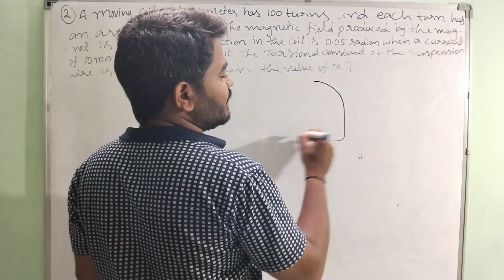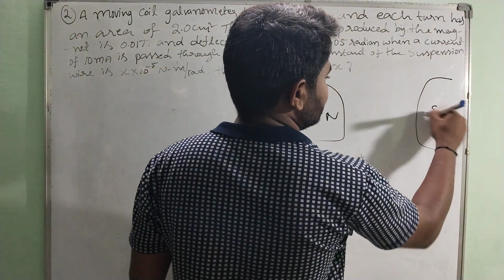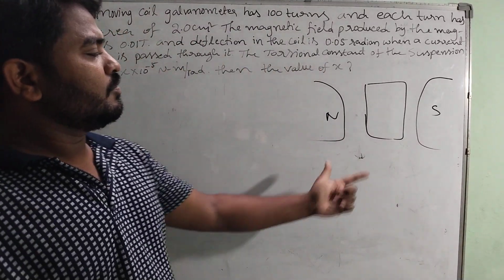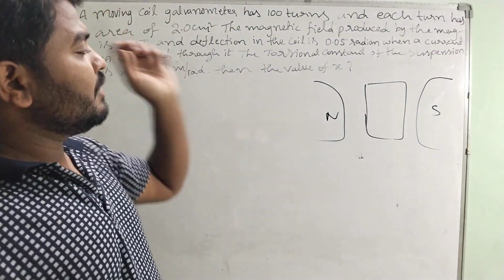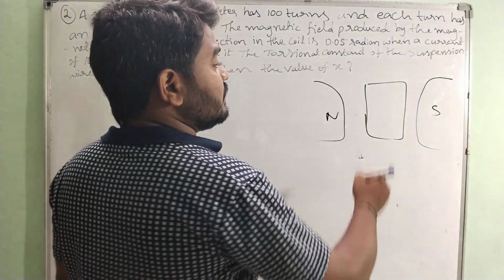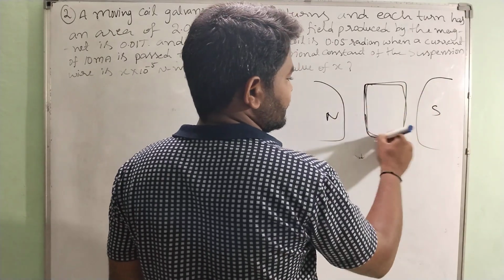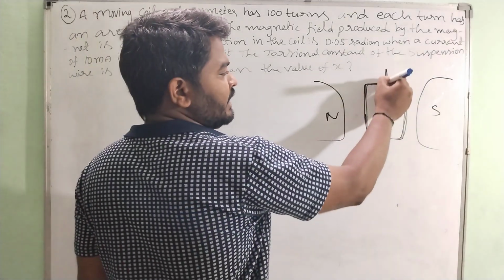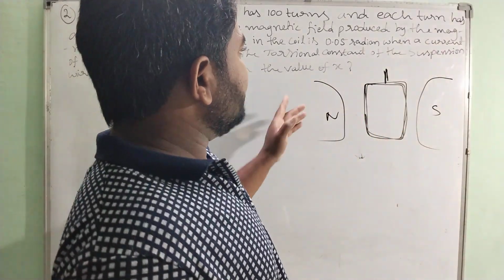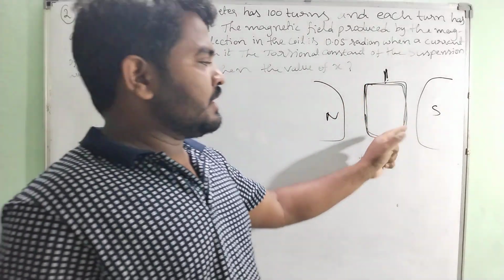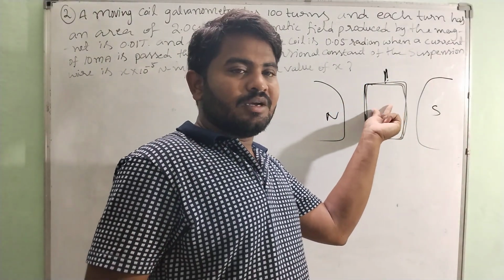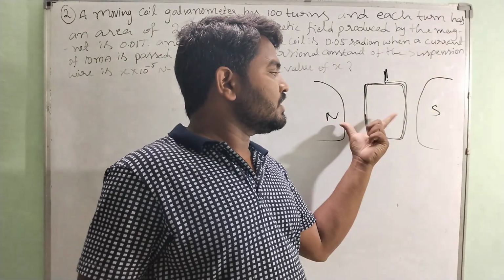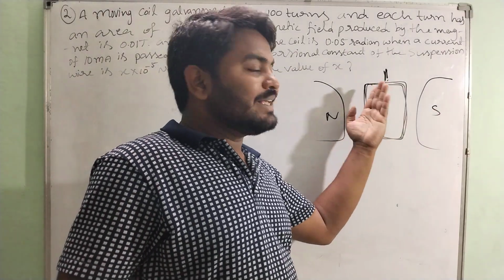That means there will be a magnetic field like this, and between these two magnetic fields there will be a moving coil galvanometer. The moving coil galvanometer has a coil. This coil has 100 turns, right? A needle will be attached to this coil. When you send current to this coil, what happens? A magnetic field will be produced here. This magnetic field will attract and repulse with the external magnetic field. So due to the repulsion, the coil takes a turn.